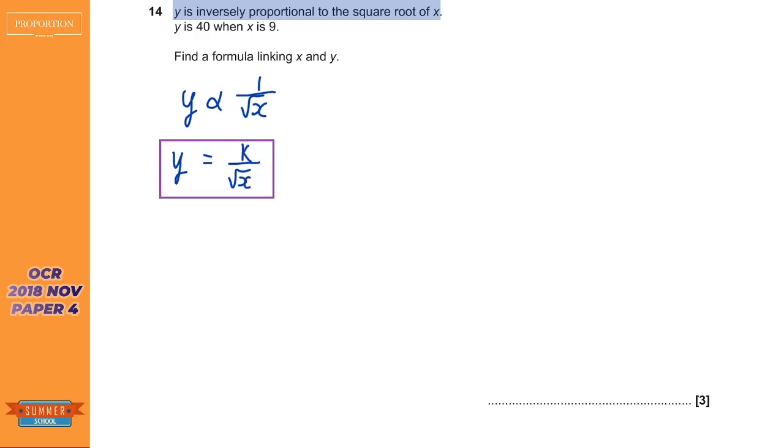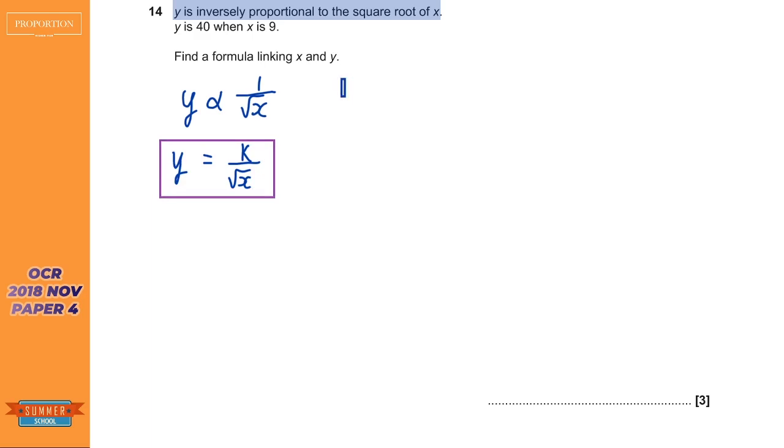So we look at the information that it gives us, and this part here, if I just do a bit nicer, there we are. Okay, so it says y is inversely, so that'd be 1 over, proportional to the square root of x. There we go. And again, to put the equal sign in, we times the right hand side by k. Let's put that in a box, because that is our formula, but we need to find out what k is.